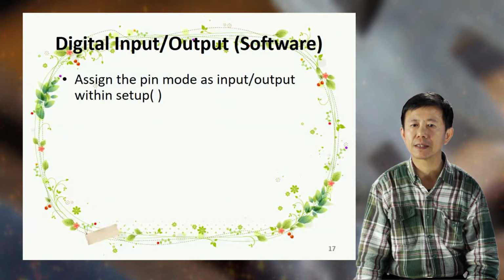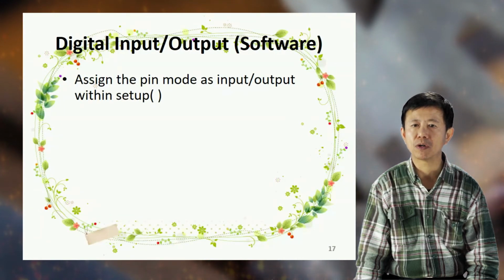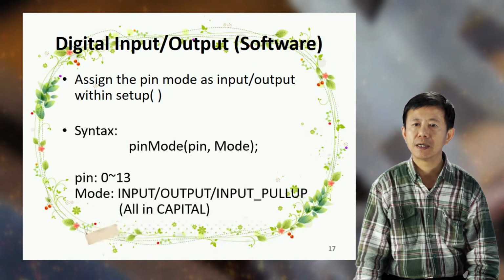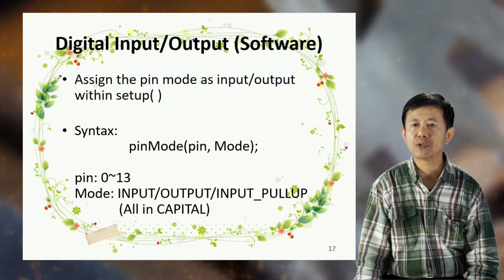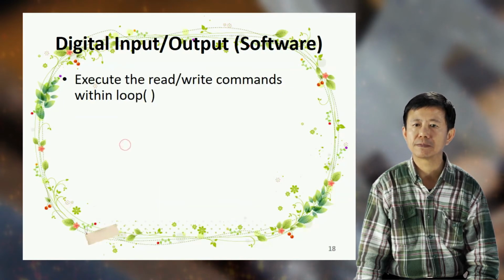Now, the software part. First, use the built-in function pinMode to assign the pin mode as input or output within the setup function. The syntax is pinMode with arguments in the order of the desired pin number and the mode, and ends with a semicolon, where the pin number ranges from 0 to 13, and the mode is one of the following: INPUT, OUTPUT, and INPUT_PULLUP. Please note that all letters in the argument mode should be in capital.